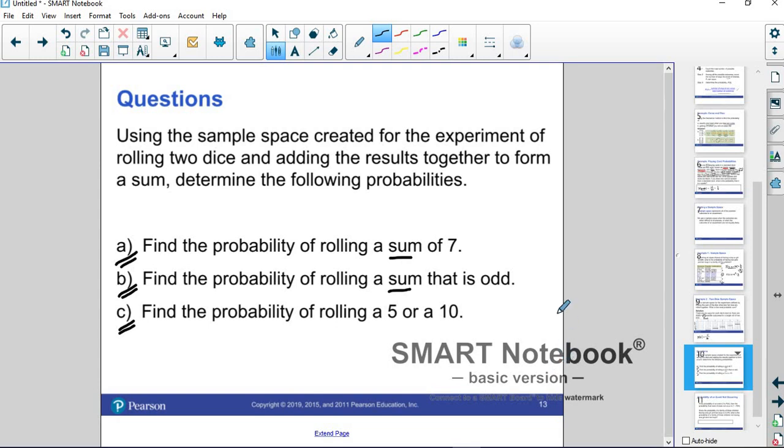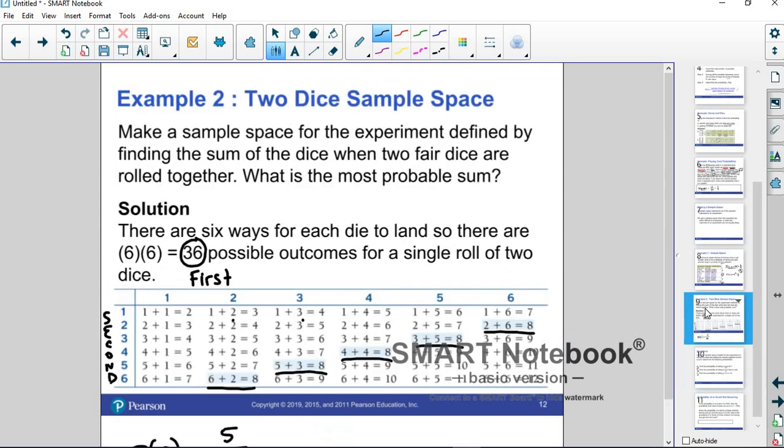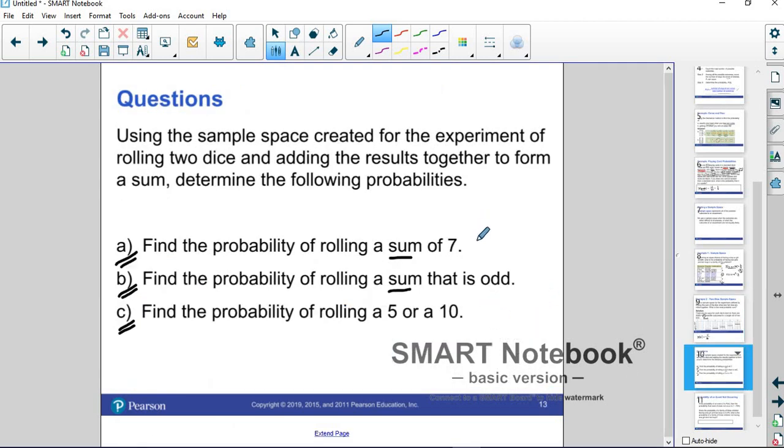Okay, so rolling a 7. What's the sum of 7? I count how many 7s there are. 1, 2, 3, 4, 5, 6. There's 6 7s. And so I get 6 out of 36. They're all out of 36. And that reduces to 1 out of 6.